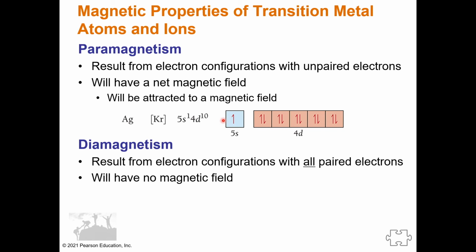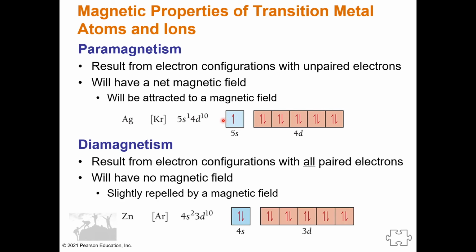With diamagnetism, all of the electrons are paired up, so there would be no magnetic field generated. And here's an example with zinc. All the electrons are paired up, including the valence electrons.